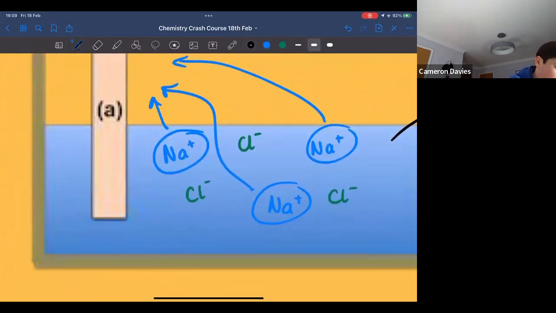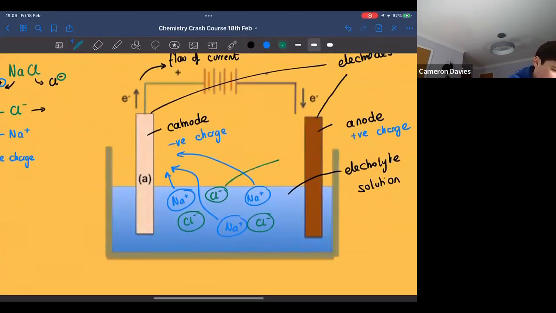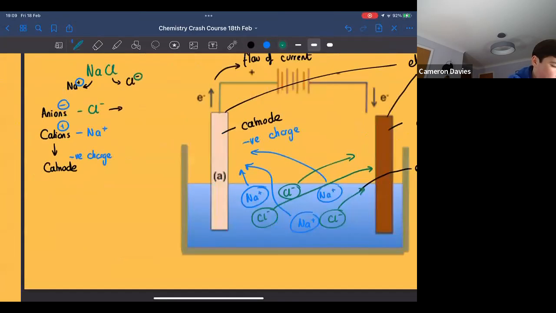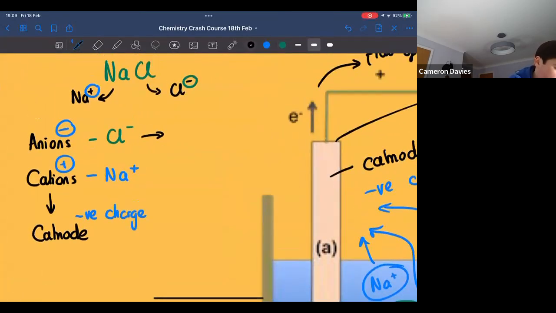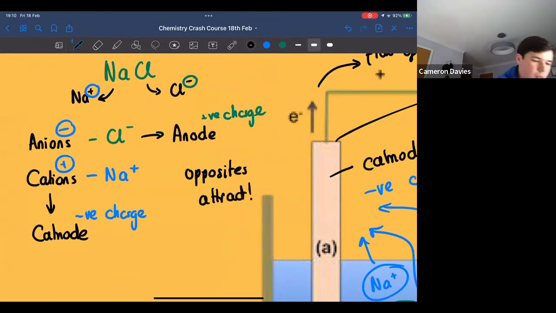And then the anions are going to move to the other electrode, which is the positively charged electrode. So remember that opposite charges attract. It's just a bit confusing with the names, but it's cations go to the cathode and anions go to the anode.